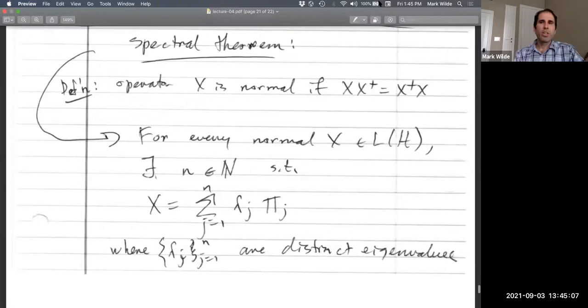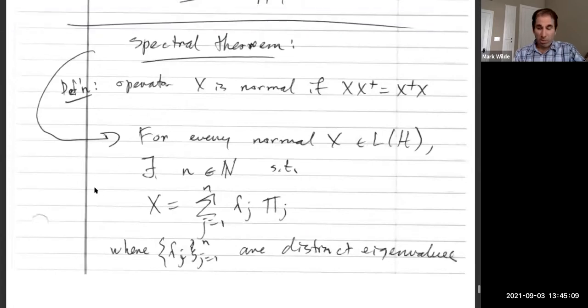Okay. Spectral theorem. This is something we'll use a lot, and it corresponds to eigen decompositions. So it holds for every operator that's normal. What does that mean? The operator commutes with its conjugate transpose. So that includes unitaries. It includes Hermitian operators. It includes at least those.